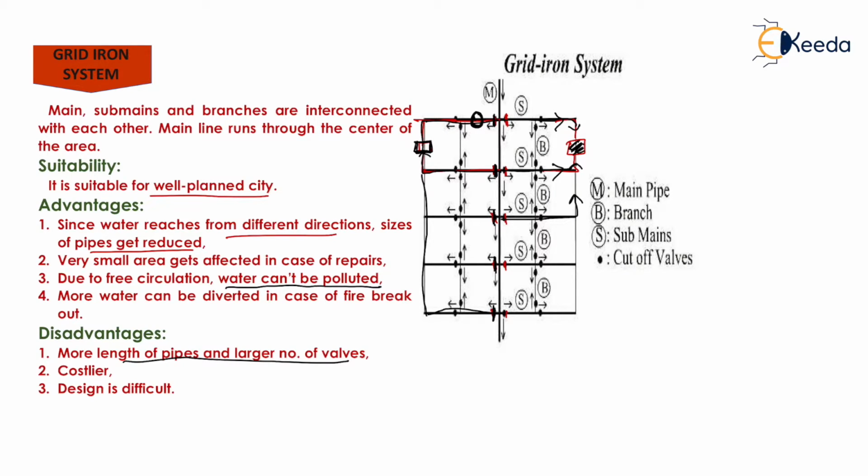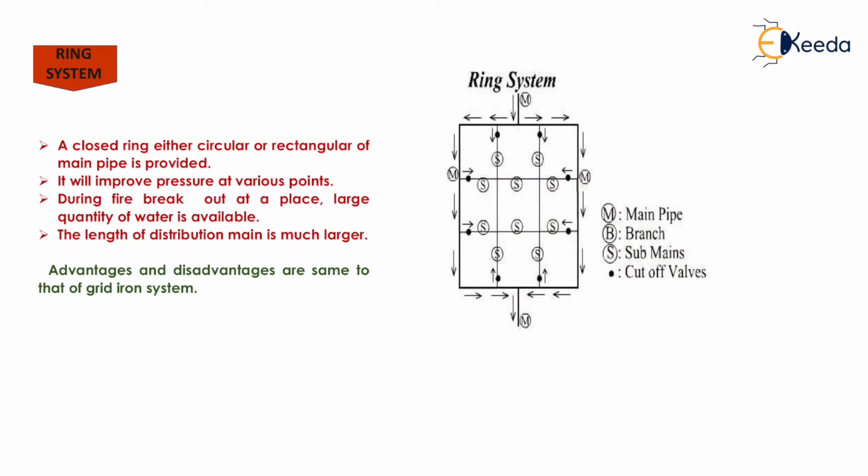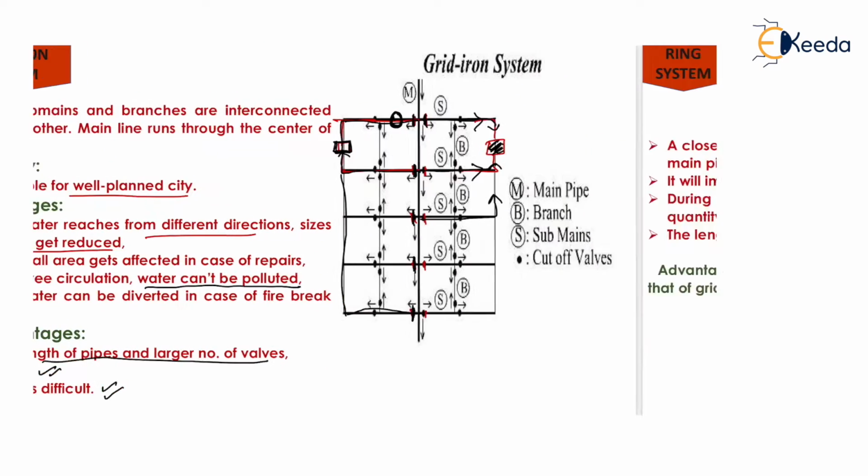Clear? Now the disadvantages: more length of pipe and larger number of valves. It is clearly seen from the picture that a larger number of valves and a larger length of pipes will be required. If larger length of pipe and larger number of valves will be required, then it will be a costlier process and its design is very difficult. Clear to all? Now we can move to the next system, that is the ring system.